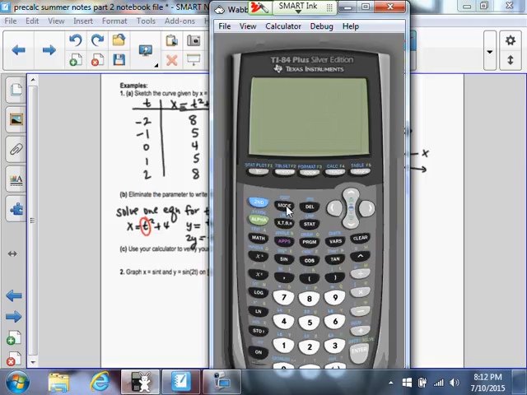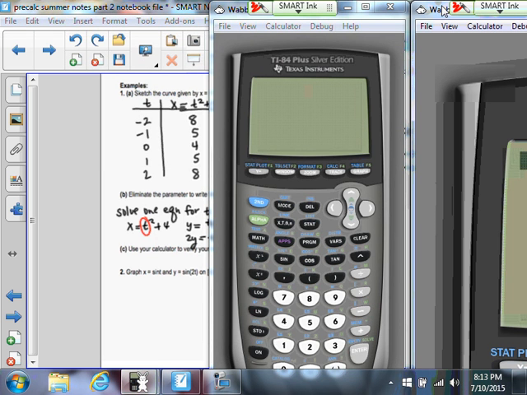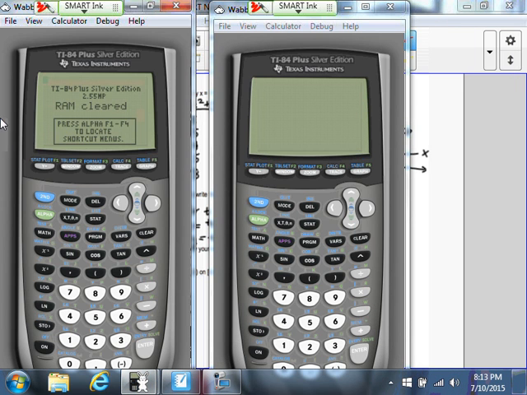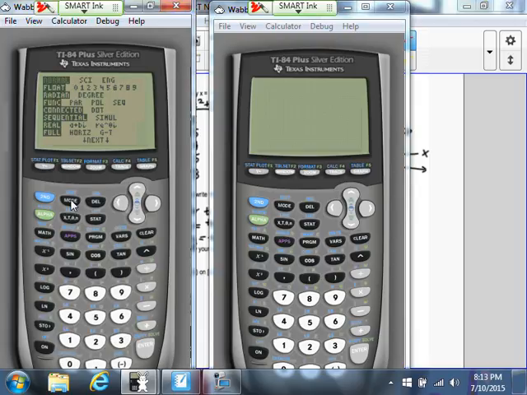Okay, and I want to go to mode. Whoops, maybe it's not going to work here. File, new. Now, of course, it's huge. There we go. So I'm going to go to mode, and I want to change it to parametric. Apparently I have to arrow over, and okay, I hit enter. So I have parametric.